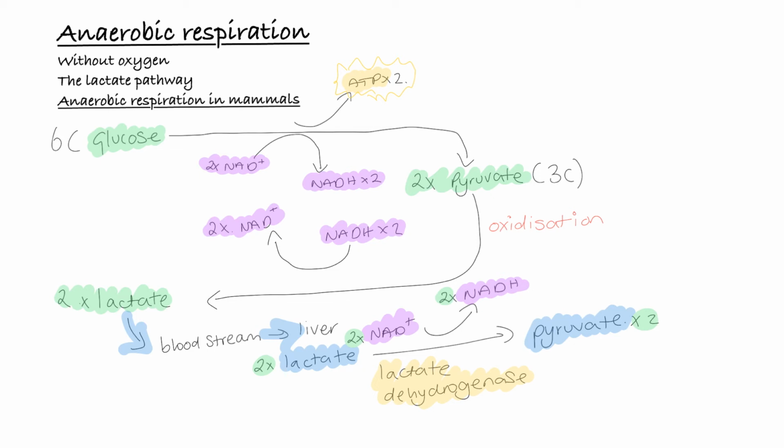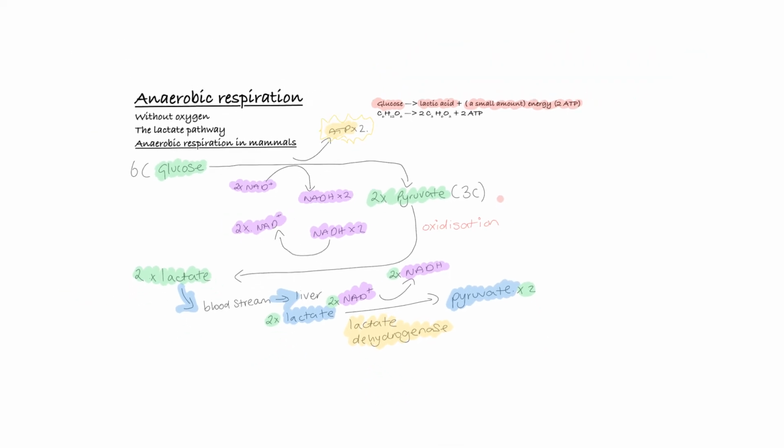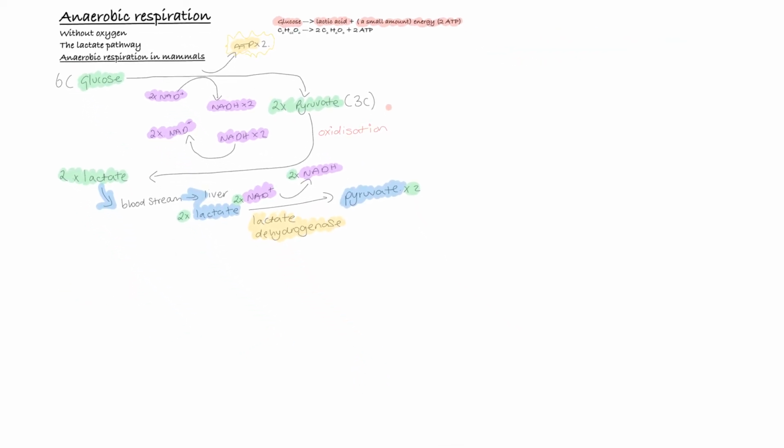So that's anaerobic respiration in mammals. You've got glycolysis and then the lactate pathway, so the reduction of pyruvate into lactate, and then the later conversion in the liver of that lactate via lactate dehydrogenase to produce pyruvate again. Let's just end this section by looking at the equation for anaerobic respiration. Glucose gives us lactic acid plus a small amount of energy, about 2 ATP. Okay, so that's anaerobic respiration in mammals. Let's move on to anaerobic respiration in yeast and plant cells, so alcoholic fermentation in yeast and plant cells.